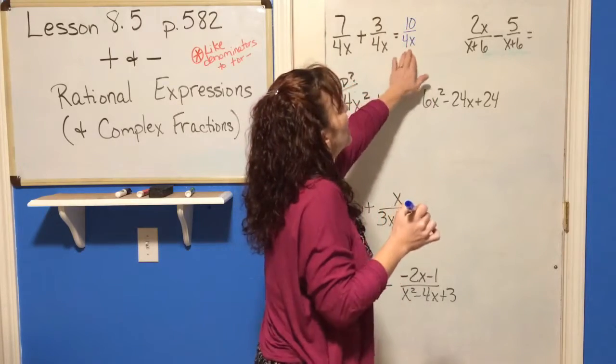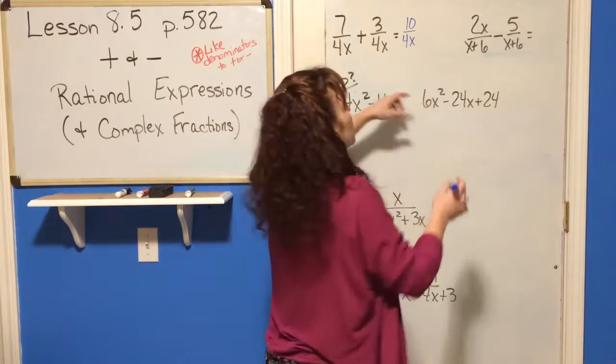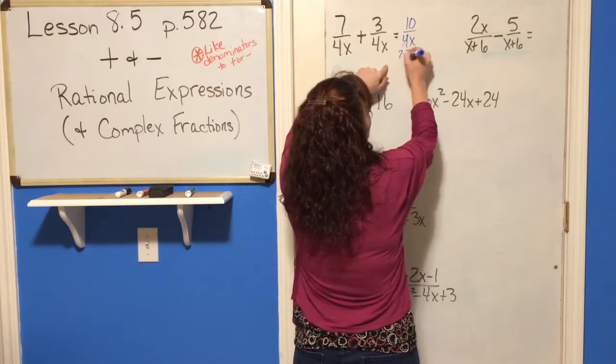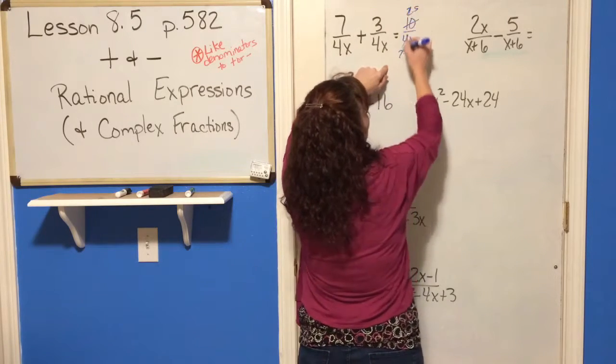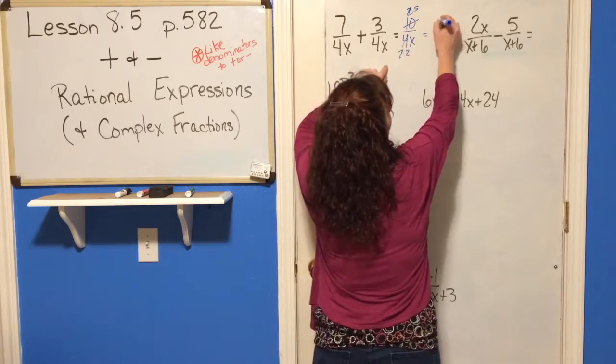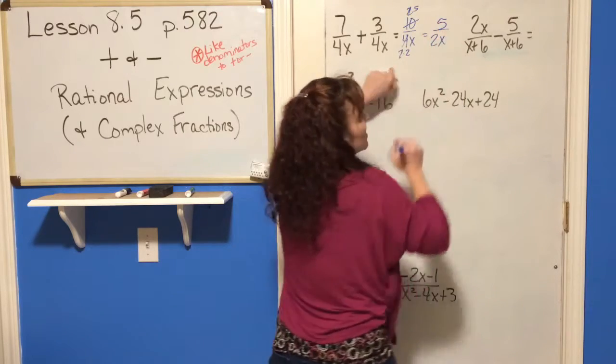And then remember, once you get to the end, you need to check to see, can you reduce? And 4 is 2 times 2, and 10 is 2 times 5, so your 2's will reduce. So you have 5 over 2x.